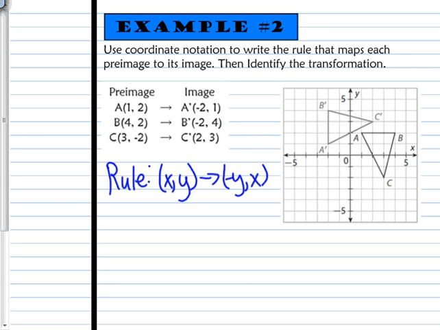The rule for this is that xy becomes negative yx, and this is a rotation, and rotations are definitely a little trickier. In rotations, and I'm actually going to write that word down here, it was a rotation, and not only was it a rotation, it was a 90-degree rotation. Okay, and I'm going to write some notes on the left-hand side that I want you to write down.